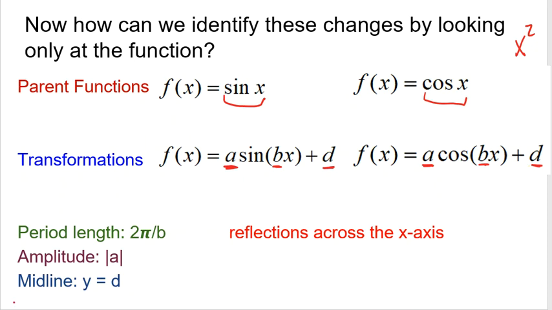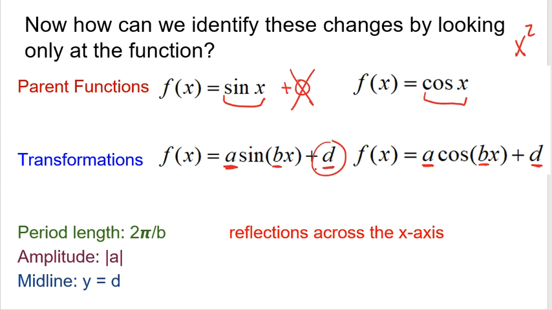So first off, let's start with the midline. Again, I do like to start with the midline. So the midline is simply your D value, right? Traditionally, sine has a D value of 0 because it's just sine plus 0. Well, obviously, we don't write the 0, but this is a vertical slide, right?